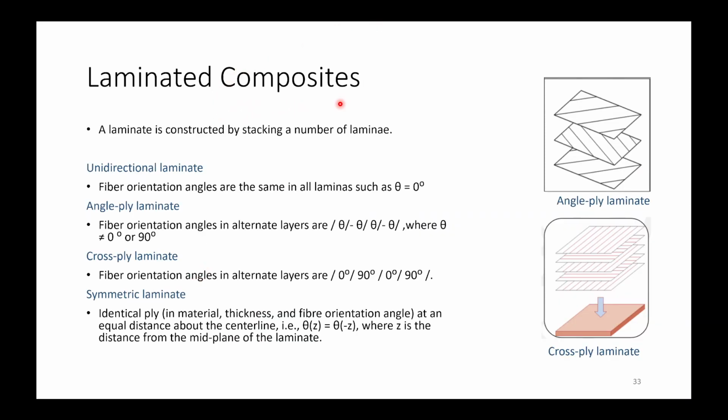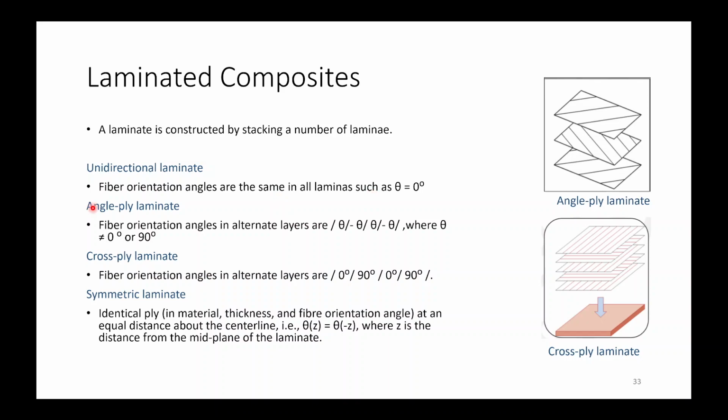Now laminated composites. A laminate is constructed by stacking a number of laminae. So these different laminae are laminated together. These can be of various types. First is the unidirectional laminate. In this case, fiber orientation angles are all the same, theta will be 0 degree for all.